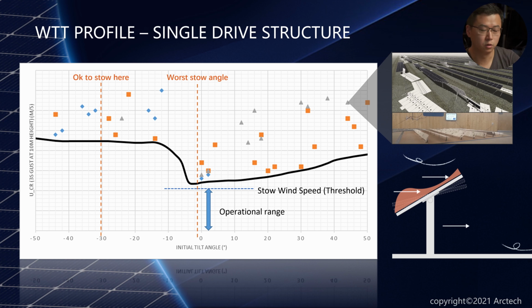So critical wind speed means, for a certain design at a certain angle, the tracker will start to get damaged. Yes. I can see with this graph that at around minus 15 degrees, it doesn't make a lot of difference. You've got the same critical wind speed.